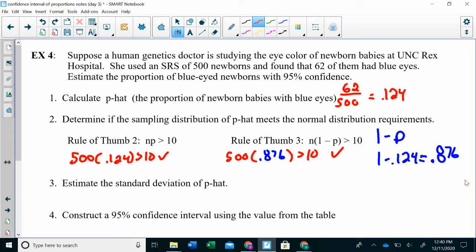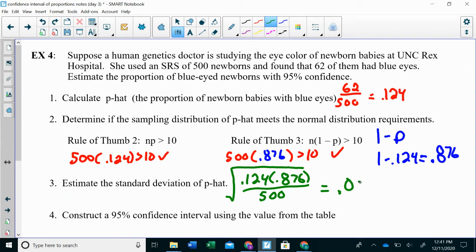Estimate the standard deviation of p-hat. Now we get to that big square root formula. Right, so our numerator is 0.124, parentheses 0.876, divided by our sample size of 500. And this time I am going to skip over the Desmos and trust you to do that calculation on your own. We should get that standard deviation of p-hat to be approximately 0.0068.